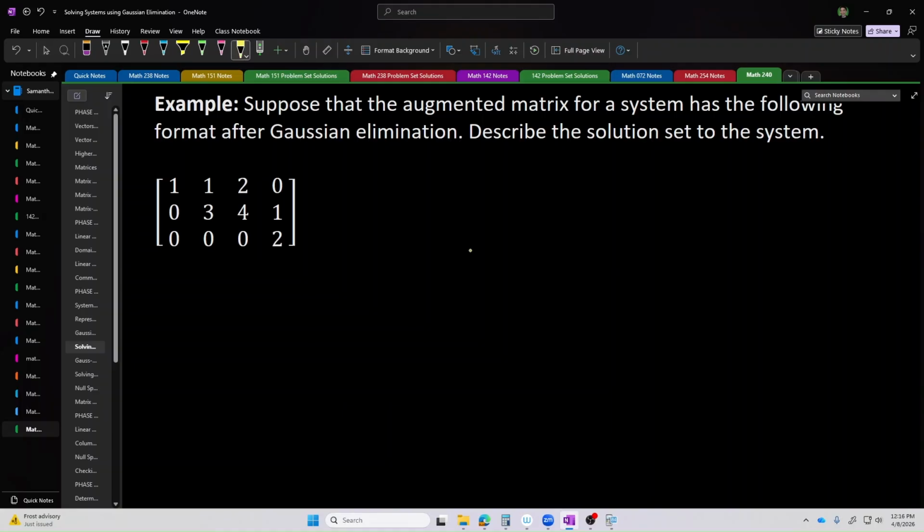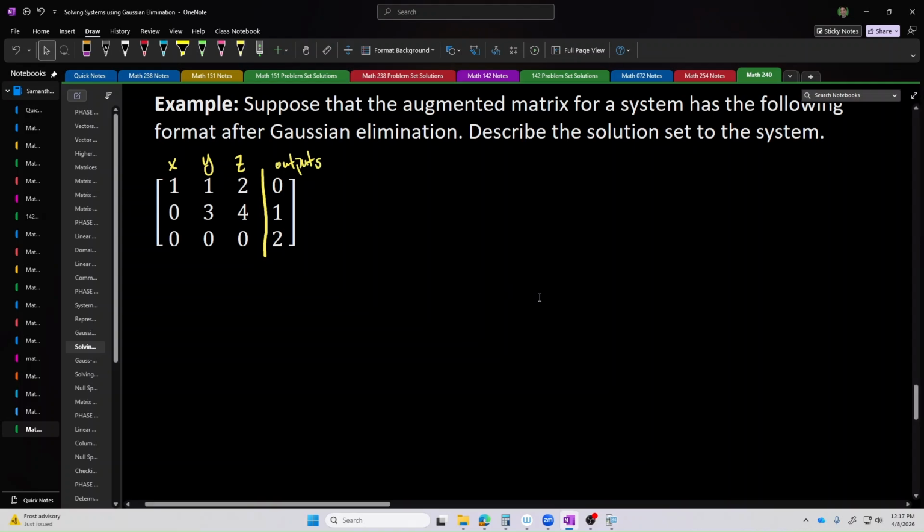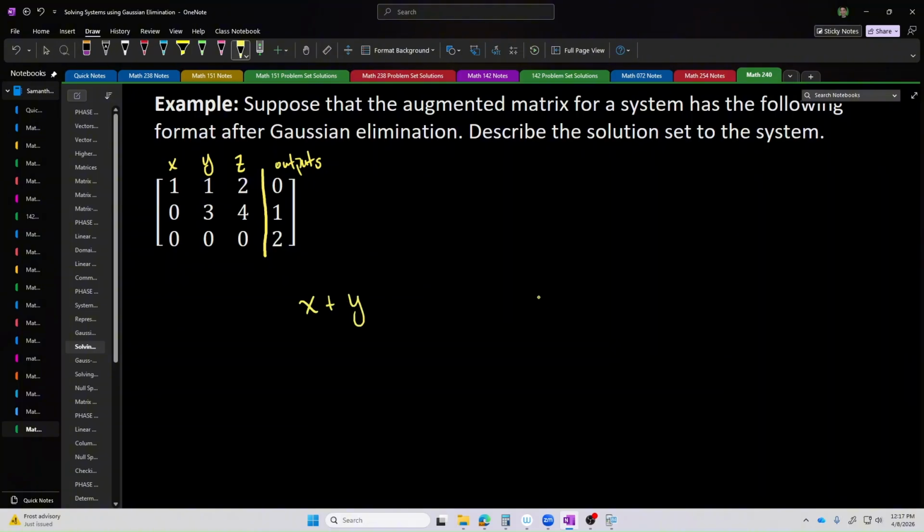So once again, we understand the first three columns to be telling us about the first three variables, x and y and z. And the final column of the augmented matrix is telling us about the outputs of the equations in the system. So let's write down the equations that would correspond to this reduced augmented matrix. So we have 1x plus 1y plus 2z equals 0. We have 3y plus 4z is equal to 1.